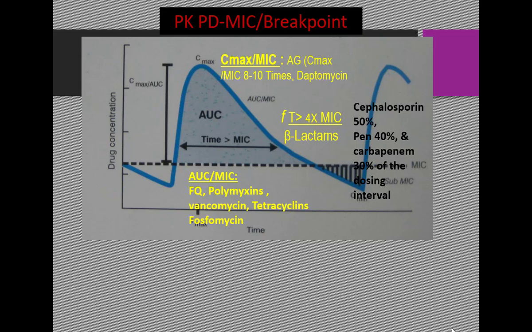But then there are certain antibiotics which depend upon the total concentration that the body is exposed to. The total exposure is a function of concentration and time, so this is an integration. When you integrate these two factors, the concentration and the time, you get what is called the area under the curve. And the classic example of area under the curve is colistin.